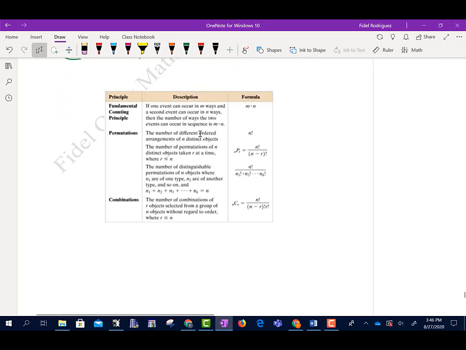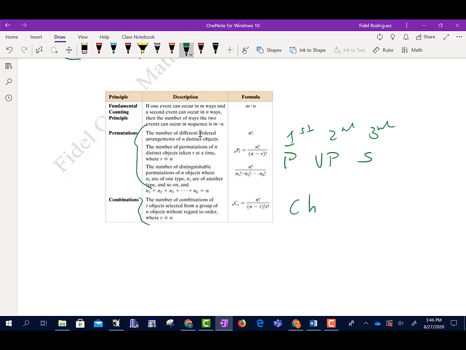So let's see. Permutations, order is important. Combinations, the order is not important. Just to give you a little synopsis, if they're asking for first, second, third, permutation; president, vice president, secretary, permutation. If they're just asking you to choose 5 out of whatever, it's going to be a combination.